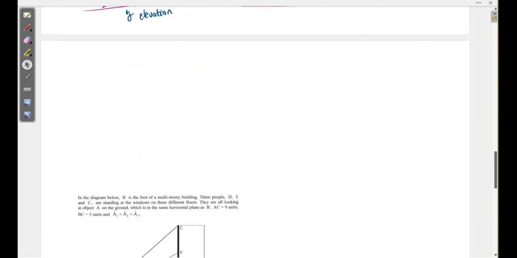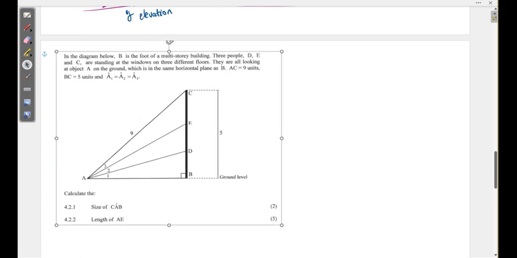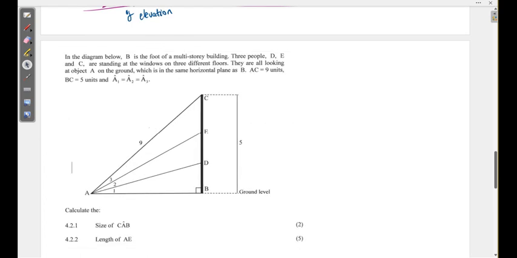Now, how is it applied? Let's look at a problem here from one of the November papers, and you can see by the marks that things get a bit challenging and a bit interesting, right?